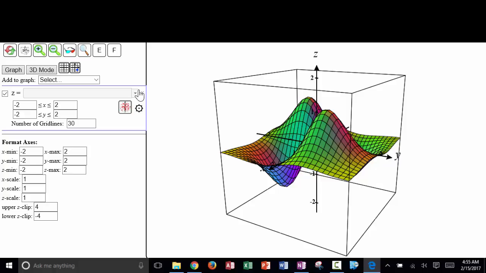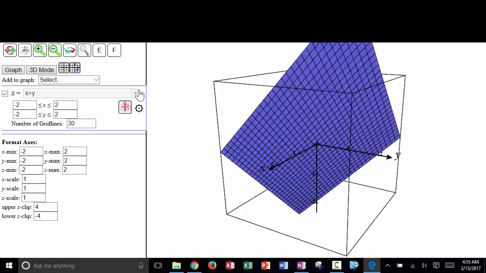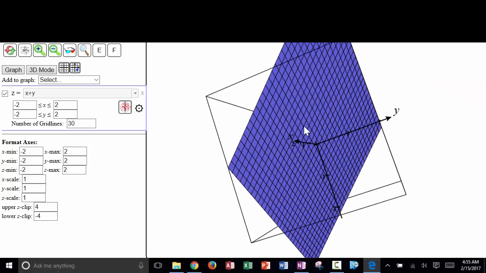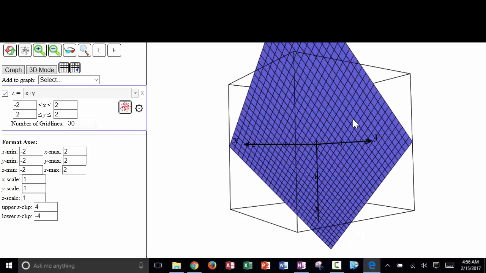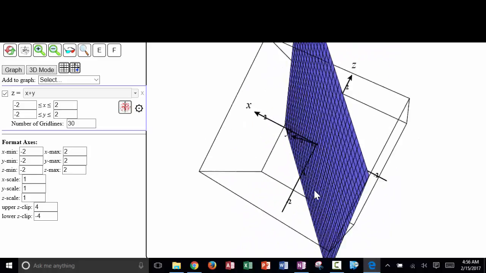Now, if I wanted to type in, I don't know, let's just do something simple. X plus y. If I hit enter, now notice it's going to give us a nice little graph that we can kind of play with. And you can click on it and drag, and you can get it to rotate, and you can look at it in different directions. And that's basically it.